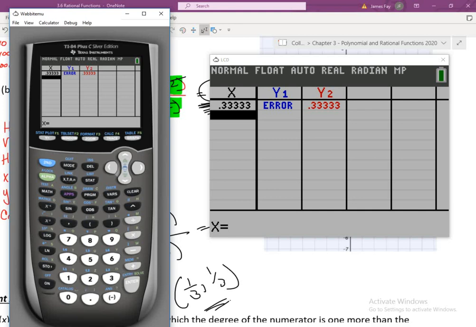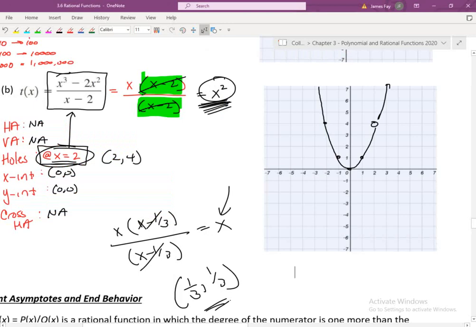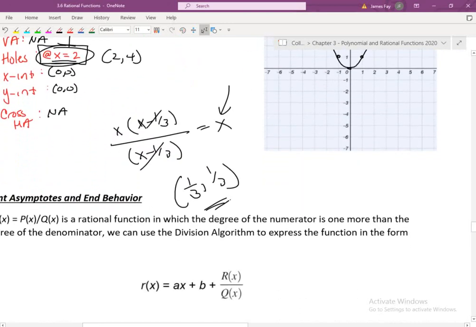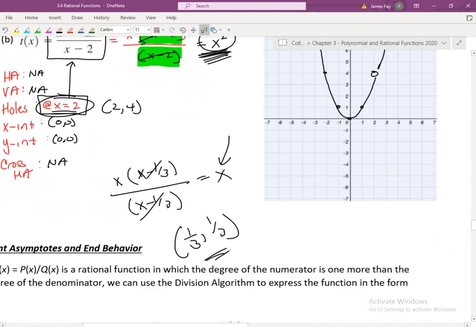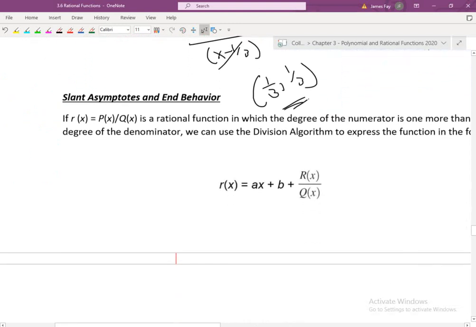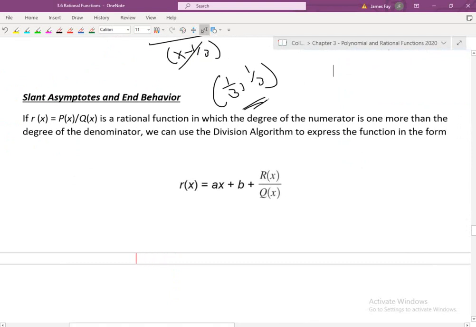Now just be cautious, because an error doesn't always mean hole. An error means division by 0. Okay, so you might end up with an asymptote saying error as well. Is that okay with everybody? Okay. So those are just 3 different ways, depending on the technology that you are comfortable with, that you prefer, that you can realize or confirm the locations of your holes. Okay? Now, does anybody have questions on holes?